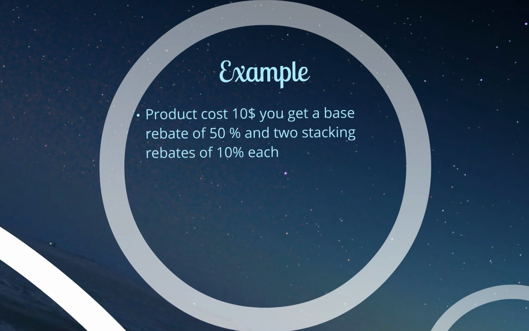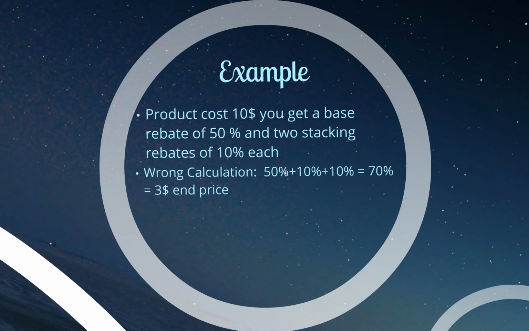For instance, you have a product that costs you $10. Normally you get a base rebate, a very good base rebate of 50%. And then you get 2 stacking rebates of 10% each. So for instance, this is what last year's 2016 March Madness sales looked like. The wrong calculation that a lot of people are assuming, and also I did in the beginning, is that you just add up the rebates and you get 70% overall and end up with a $3 end price. But this is not true.